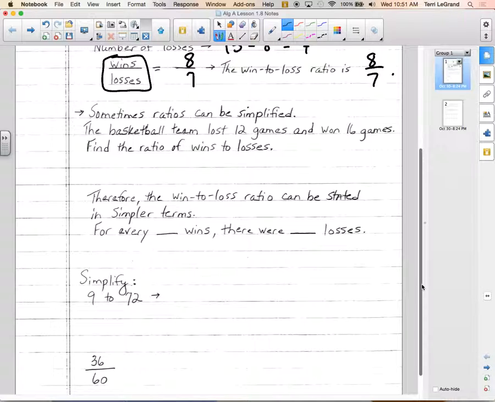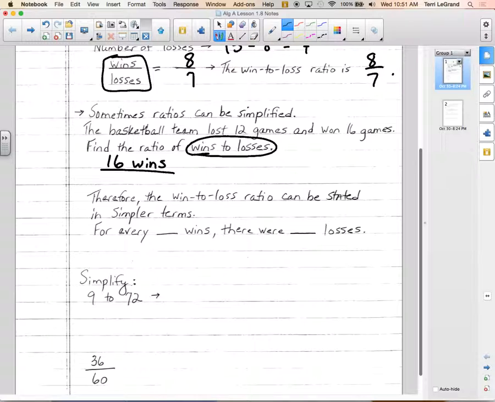Okay, sometimes ratios can be simplified, like I was just talking about. So here we have the basketball team won 12 games, lost 12 games, and won 16. Find the ratio of wins to losses. So here's what we're going to do before we even set it up: you either do it where you write the words and then set it equal and do the numbers, or you just put the words in it right away. So let's do it this way. Let's say if we have to do wins, what are we going to put upstairs? 16. So then we're going to put 16 wins.